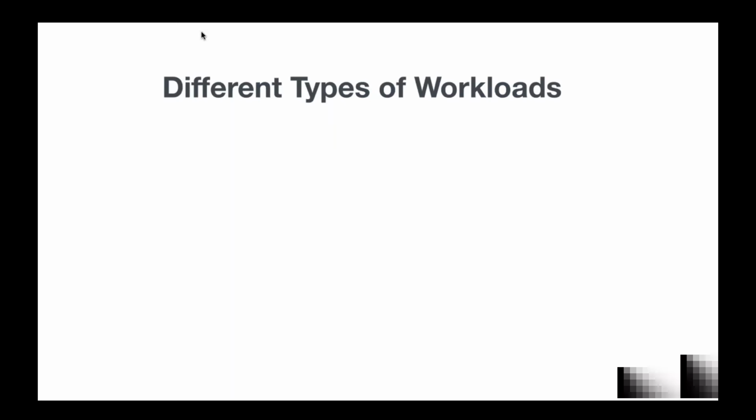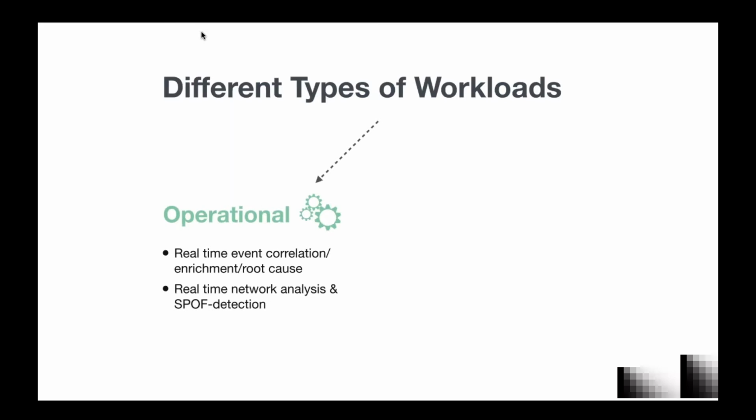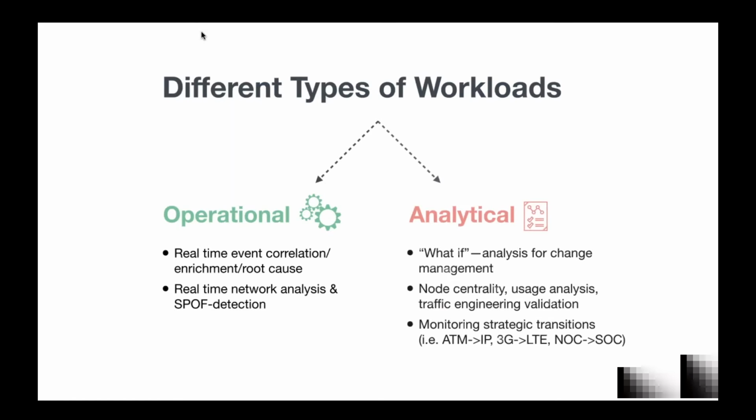So what are some of the different workloads within network management? Well, they can either be operational, such as real-time event correlation or real-time network analysis, for example single point of failure detection, or have a more analytical nature, where you would perform what-if analysis for change management or monitoring for some strategic transitions of technology, for example.